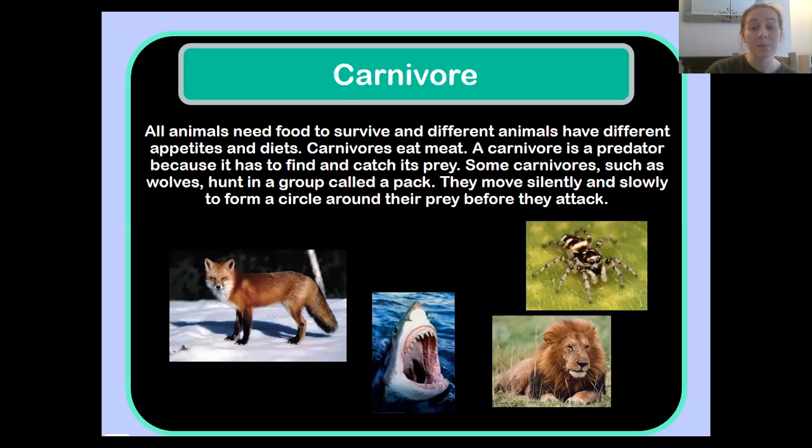A carnivore is a predator because it has to find and catch its prey. And some carnivores, such as wolves, hunt in a pack. They will move silently and slowly to form a circle around their prey before they attack. See if you can think of any other animals that might work in a pack or hunt other animals. So we've got spiders who make webs to catch their prey. We have sharks and we've also got lions.